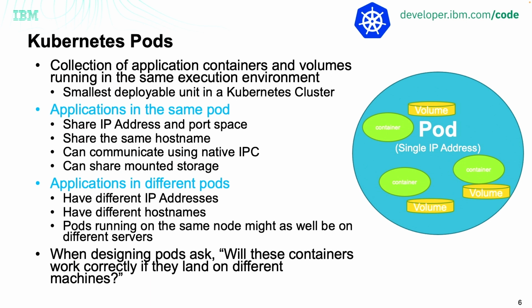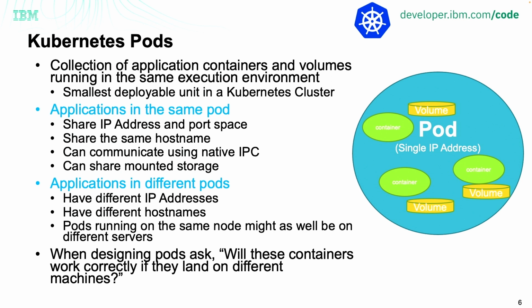Well, applications that run in the same pod, they're going to share an IP address and port space. They're going to share a host name. They're going to be able to communicate via native interprocess communication, and they can share mounted storage. And then if you have applications in different pods, they're going to have different IP addresses, different host names, and it might as well be as if they were running on different servers.